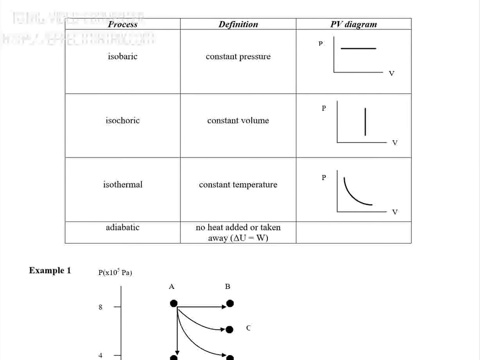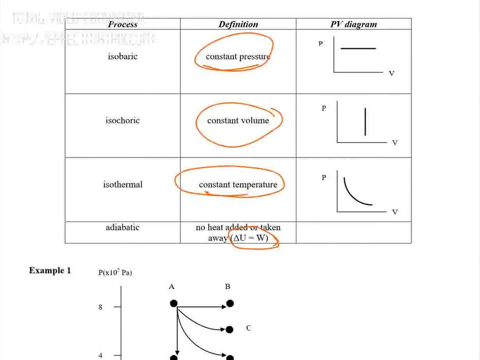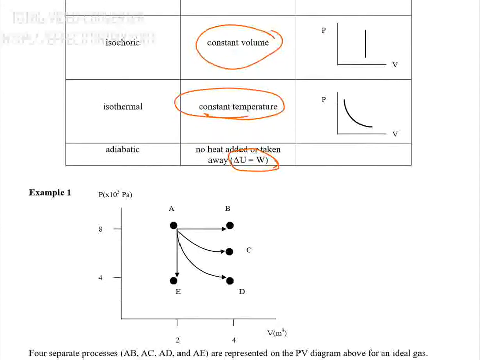When we say isobaric, it indicates constant pressure, and the graph looks like a horizontal straight line on the PV diagram. The pressure is constant, but the volume is increasing, that means expansion or compression. And in isochoric, the volume is what? Constant, therefore a vertical line. And in isothermal, the temperature is what? Constant. And in adiabatic, no heat is added or taken away from the system. That means the internal energy is only determined by the work done on or by the system.